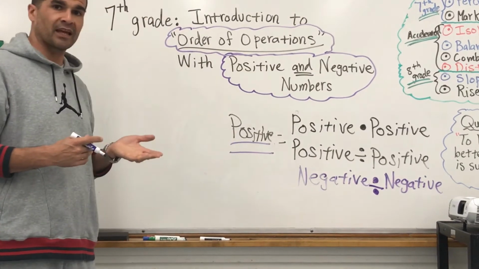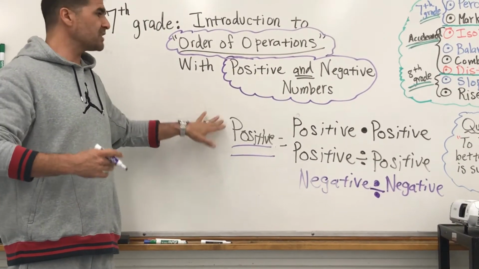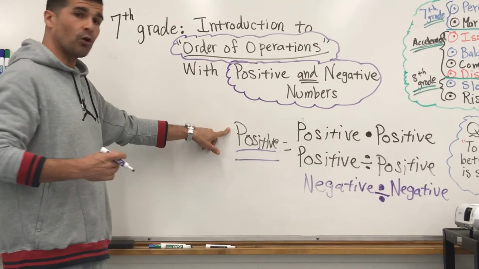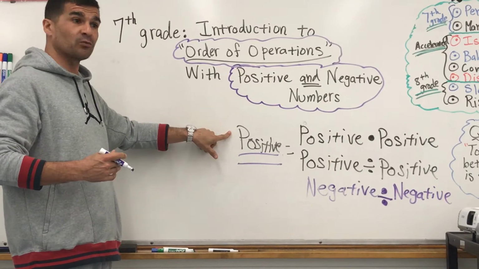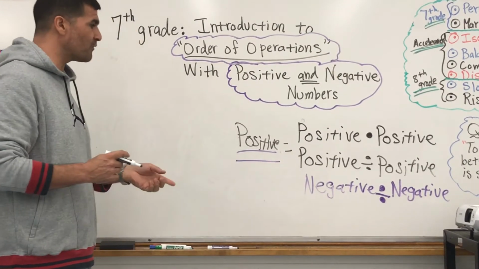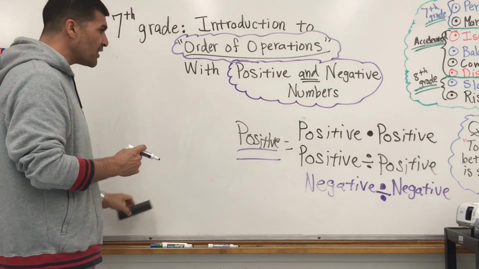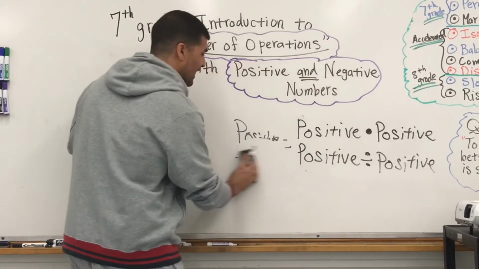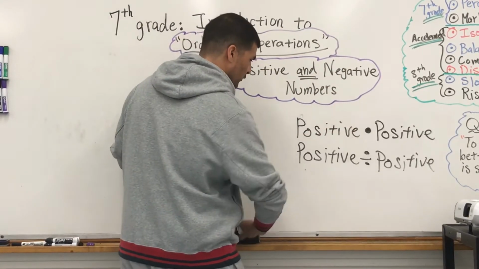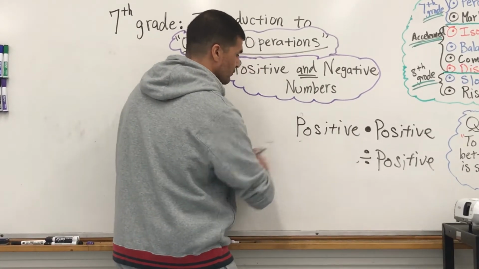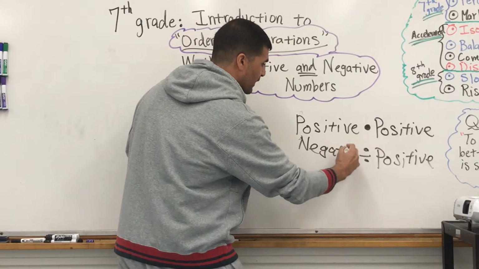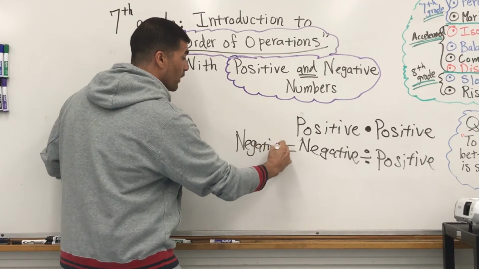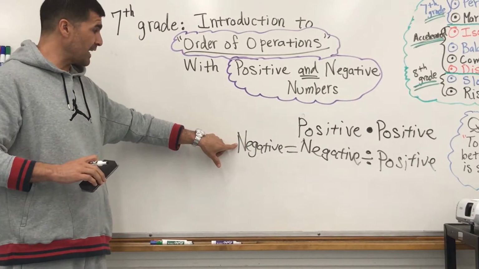Well, what about if I divide these numbers instead? If I divide these two negative numbers, do I still get a positive? Yes. As long as they're both positive or both negative and I multiply or divide, the answer always comes out positive. But what happens if one of them is positive and the other is negative? For example, if I make this first one a negative, this is going to change to a negative answer.